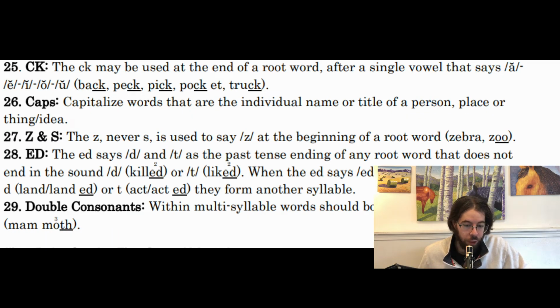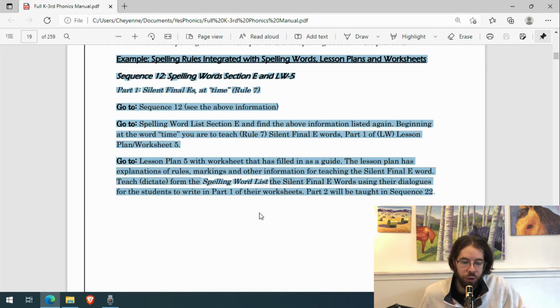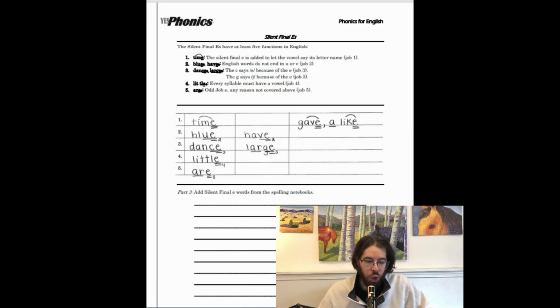So, go to sequence 12, see the above information, go to spelling words list, section E, and find the above information listed again, beginning at the word time. You are to teach Rule 7, silent final E words, part 1 of the lesson plan / worksheet, number 5. Go to the lesson plan with worksheet that has been filled in as a guide. So yeah, you guys are going to see a little guide of what it's going to look like to fill out one of these lesson plans.